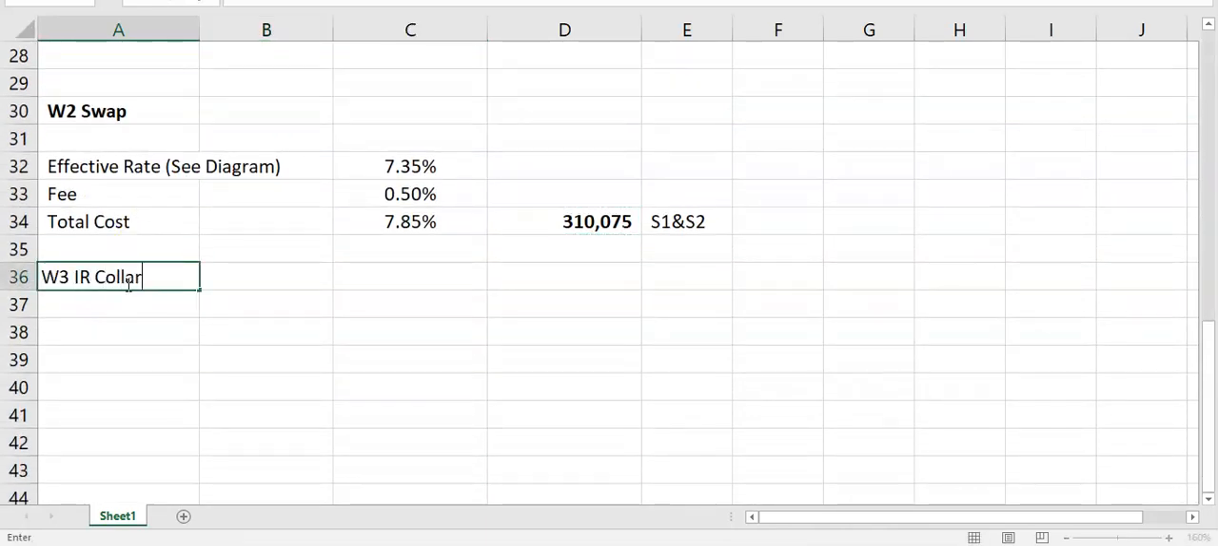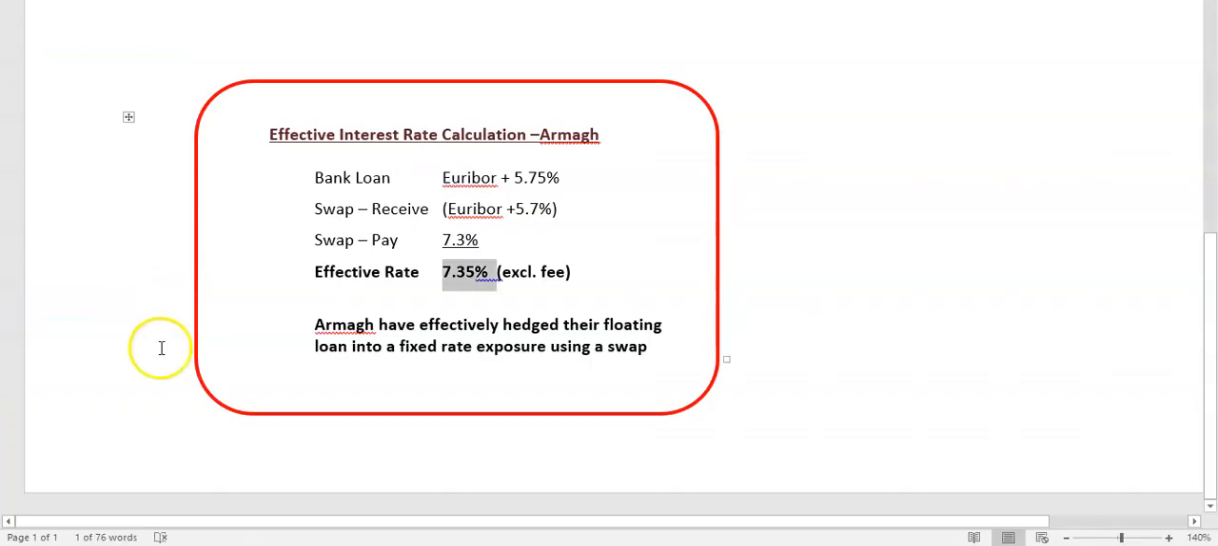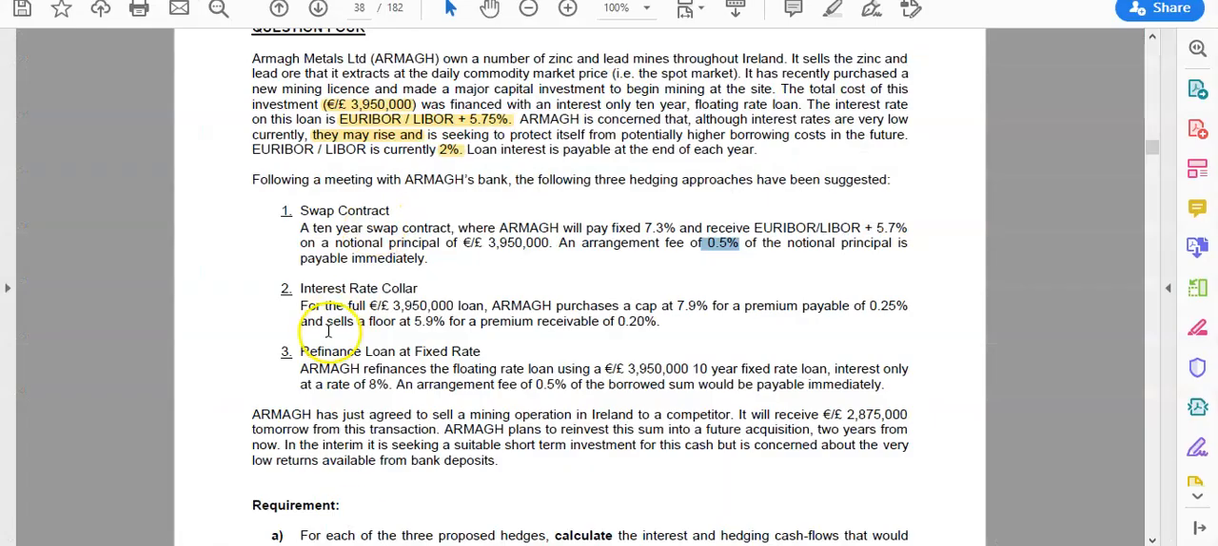Interest rate collar. So let's have a look at this and see what it is. This is effectively like an interest rate option. So for the loan, Arma purchases a cap. What that means is the most your borrowing rate will ever be is capped at 7.9%. Now a cap is valuable to a borrower because it sets a limit on how high the interest rate is.